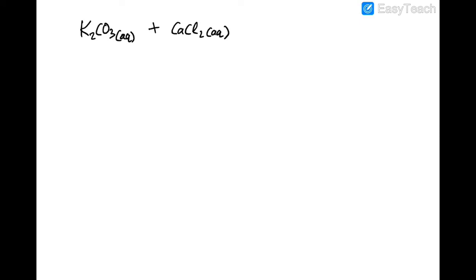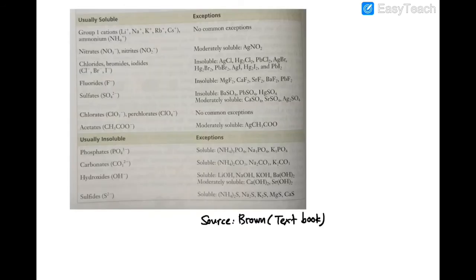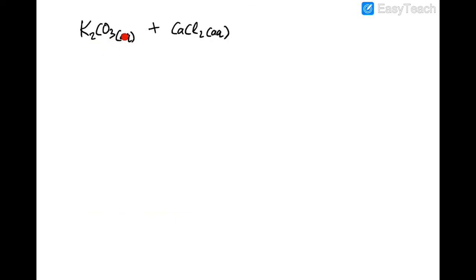Say you have two soluble salts. You have potassium carbonate and calcium chloride. You know that they are soluble based again on this table, yeah? Potassium chloride and all of chlorides, bromides, iodides, salts, they are usually soluble. So you can write down this in aqueous phase, this also in aqueous phase. Now they react, they will exchange their partners.